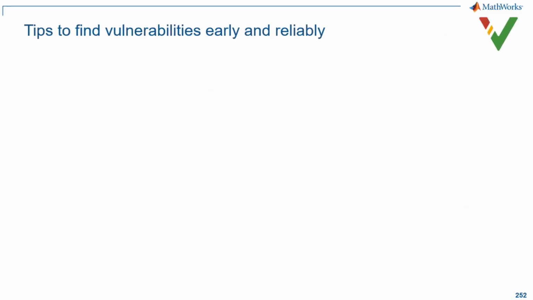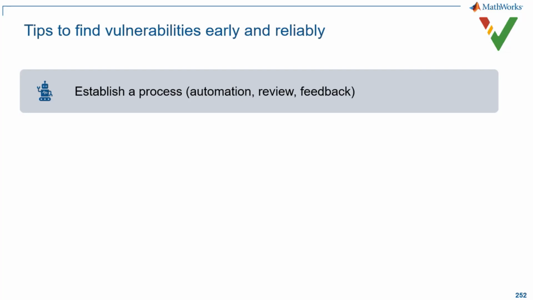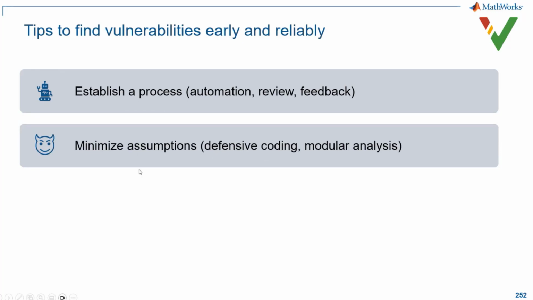Now, what steps do we recommend to find vulnerabilities early and make your application more reliable? We recommend you establish a process like automation, review, and feedback, and minimize the assumptions, like defensive code or modular analysis. With Polyspace Code Prover, the gray check can let you know if it's still necessary to have some defensive code in your application or not.